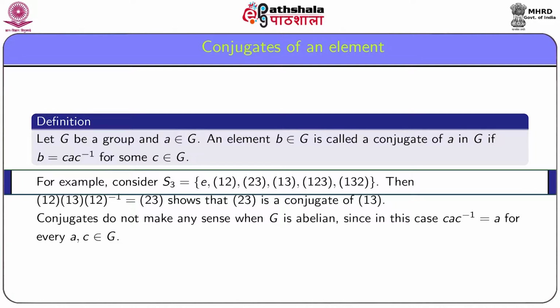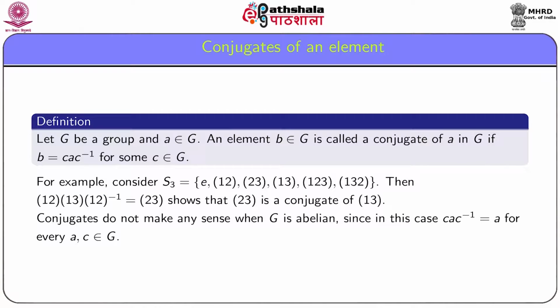For example, consider the group S3. We show that (2 3) is a conjugate of (1 3). For this, note that (1 2)(1 3)(1 2) inverse is equal to (2 3).